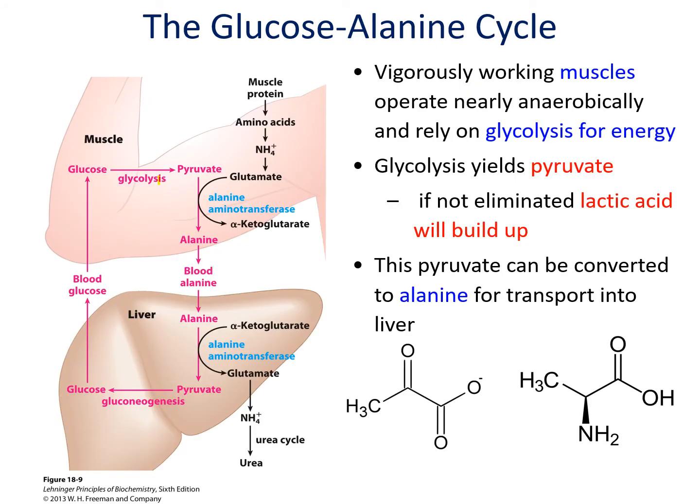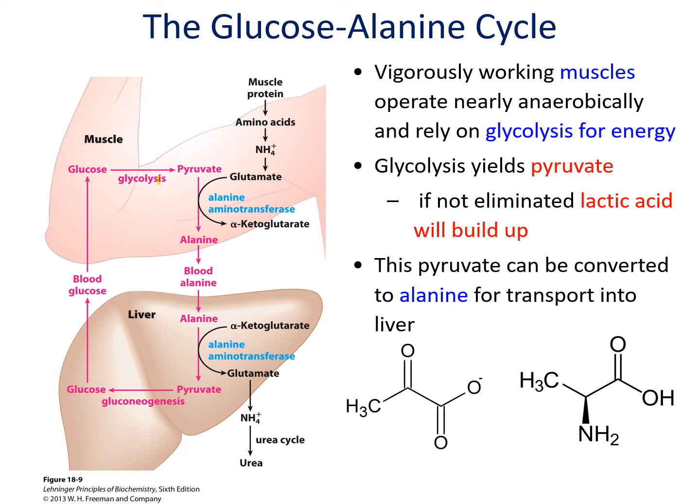We just saw how we take most of our amino acids and take off the amino group and add it onto alpha ketoglutarate so we can have glutamate. Glutamate can remove the ammonia then in the liver. But sometimes if we have vigorously working muscles, we're working out or something like that, they operate almost anaerobically, so there's not enough oxygen around to actually convert the glucose that it breaks down for energy into pyruvate and change that into acetyl-CoA that can go into the citric acid cycle. And the citric acid cycle needs oxygen.